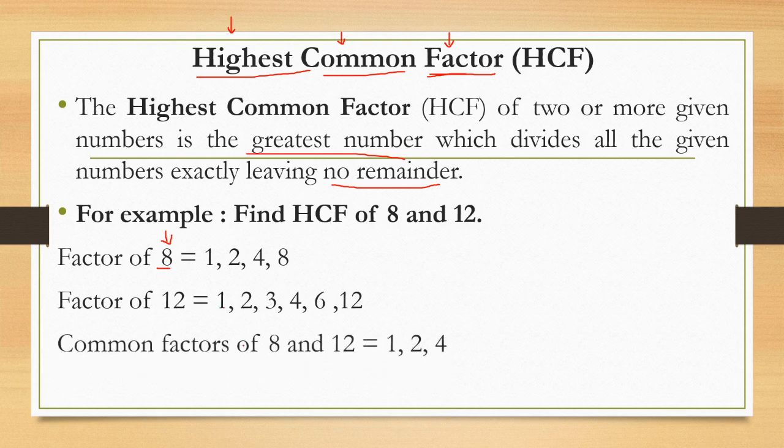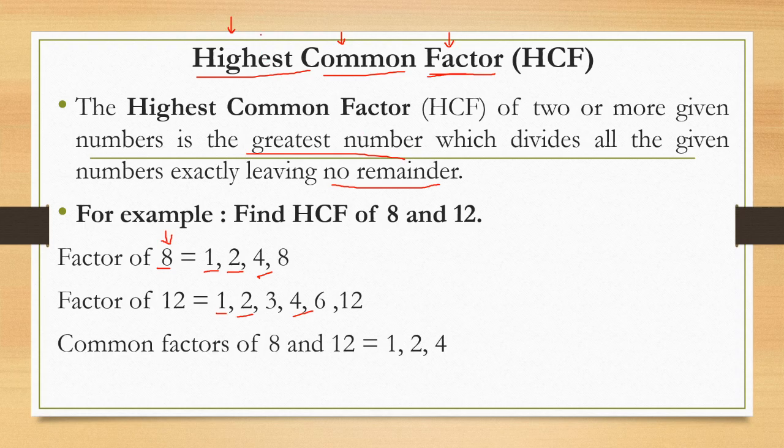Second, if we have to find the common factors of 8 and 12, see, 1 is there in both 8 and 12, so that is the first one. Second, 2 is in both, so that is a common factor of 8 and 12, and 4 is common in both 8 and 12, so 4 is here. So these all are the common factors of 8 and 12.